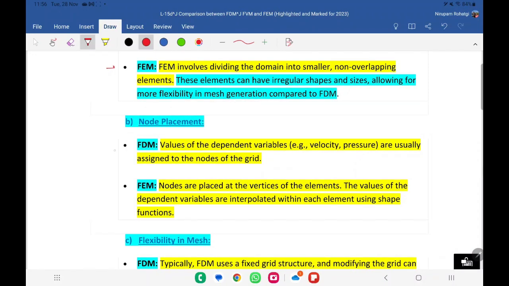Node placement, we have already talked about this. In FDM, it is at the nodes. In FEM also it is at the nodes. Nodes are placed at the vertices of the elements, right? So in both cases, the values which are stored in the computer are at the nodes. Okay.